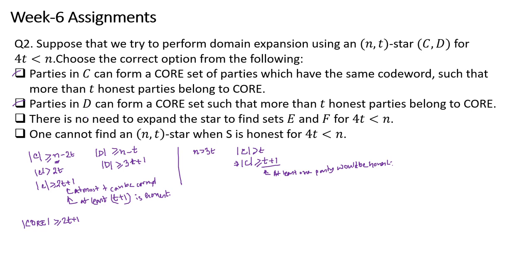It did not have necessarily the cardinality more than 2t plus 1. So we went for expanding C and D to some set E and F so that the core set can have cardinality at least 2t plus 1. However, in case of n greater than 40, we already can see that the cardinality of C and D are at least 2t plus 1. So they themselves can form a core set. So we don't anymore need to expand them to E and F. So it is true that there is no need to.